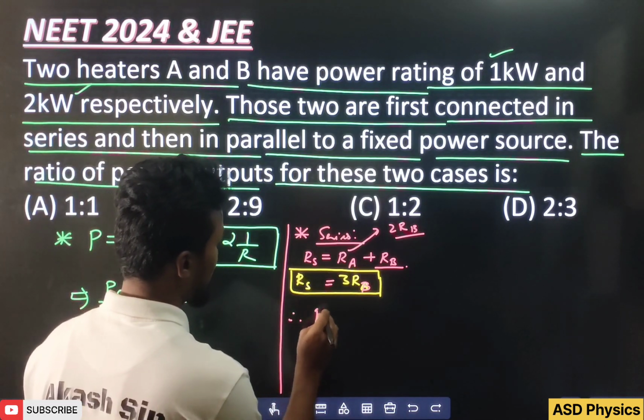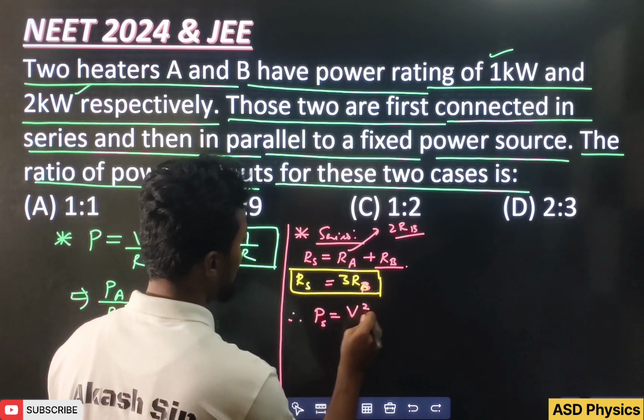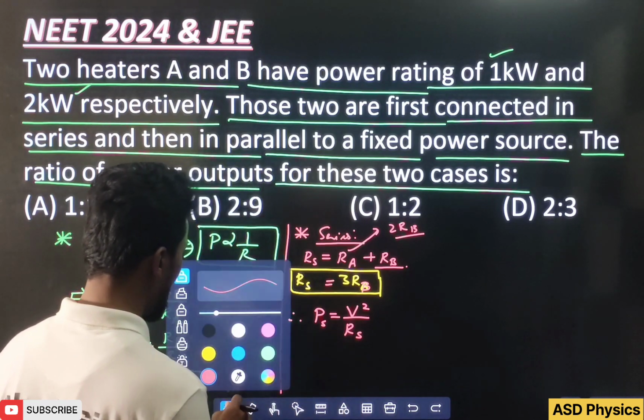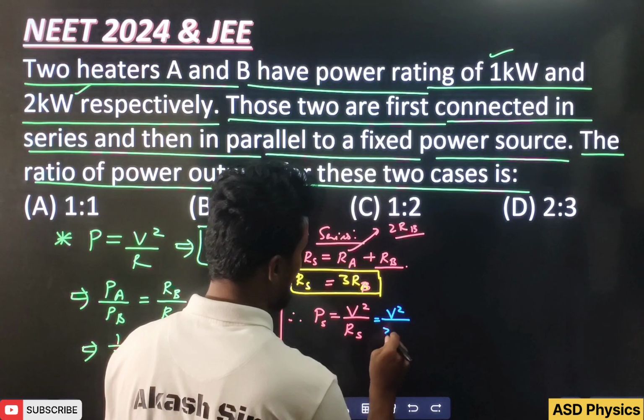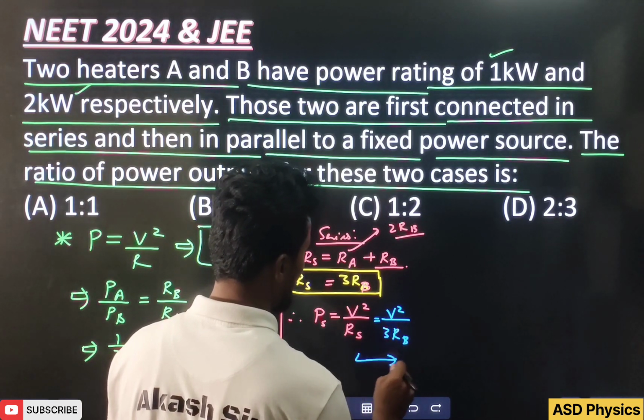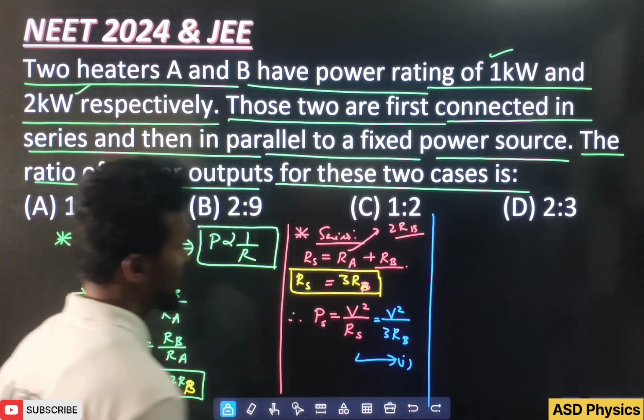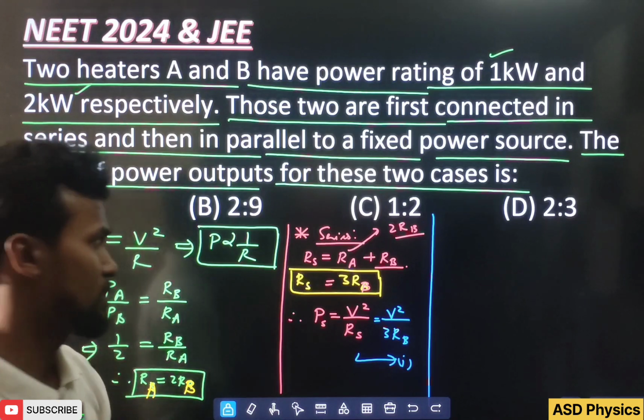Hence, if I write here the power in series, it will become V square by RS, and that will become V square by 3RB. We will make it equation 1: PS equals V square by 3RB.